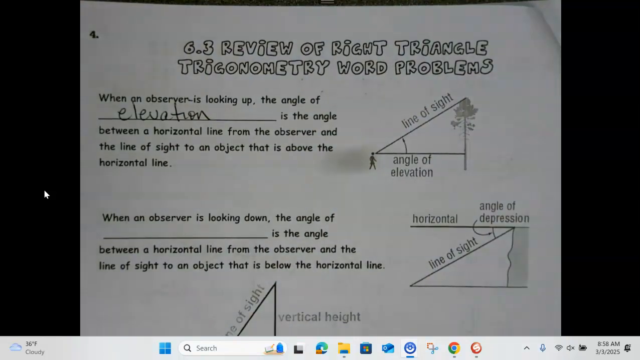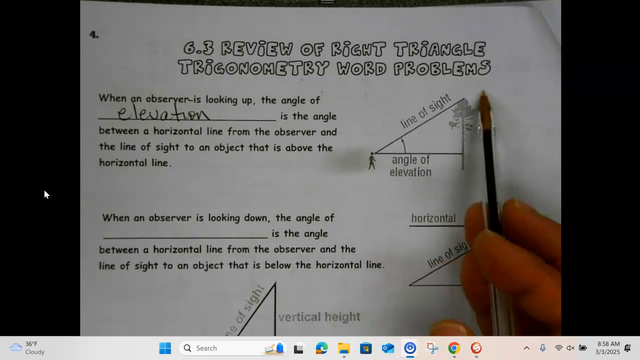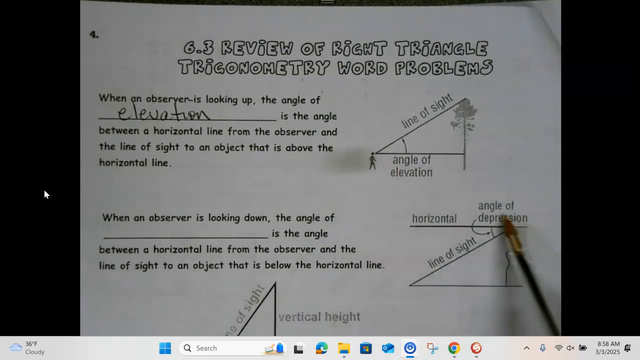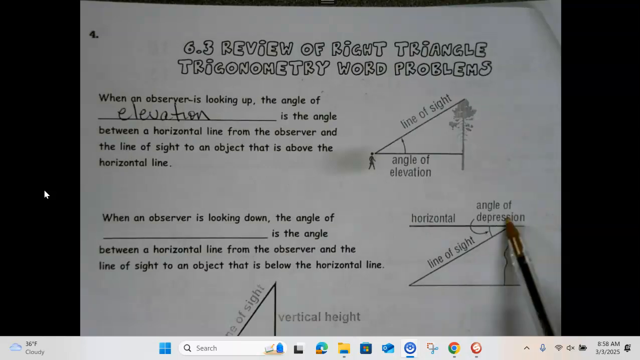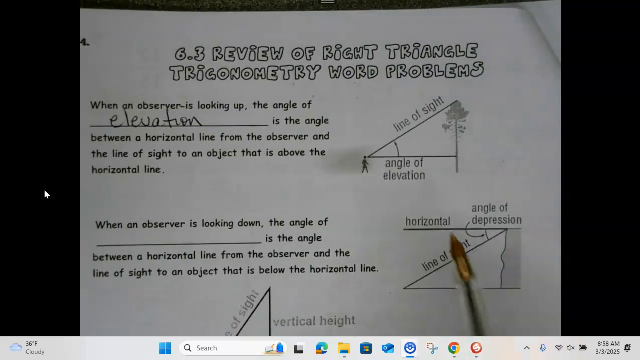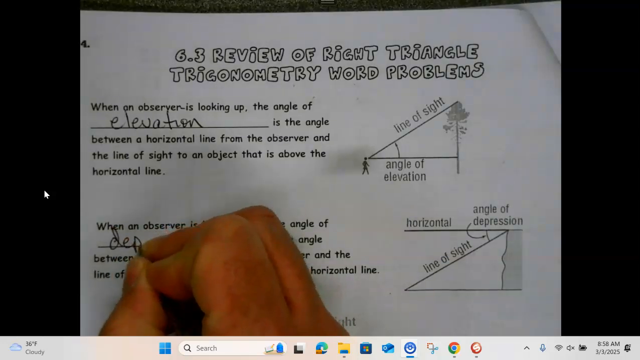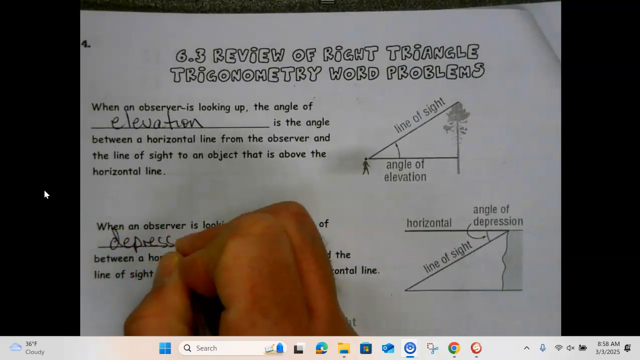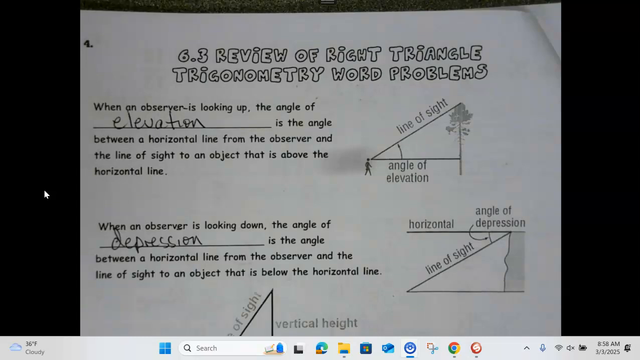Here's the part where it can get a little more interesting. Let's say instead of being down on the ground looking up, I'm on top of a building looking down. When you're trying to remember the difference between elevation and depression, think of yourself if you're ever depressed, feeling bad, you're just looking down and things look down. Same thing here, we're looking down at this angle of depression.